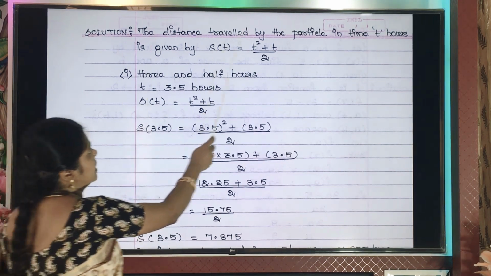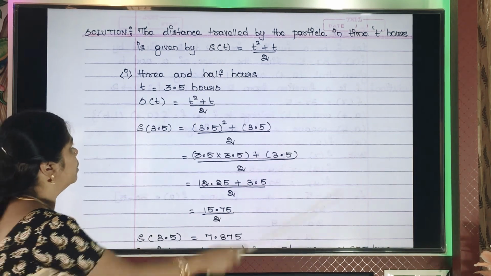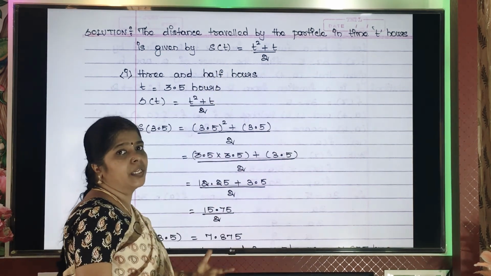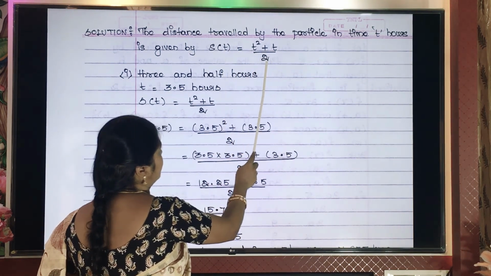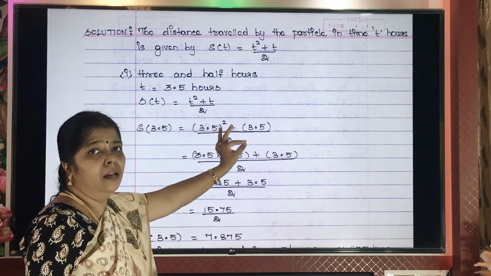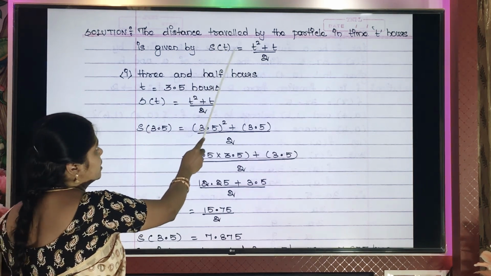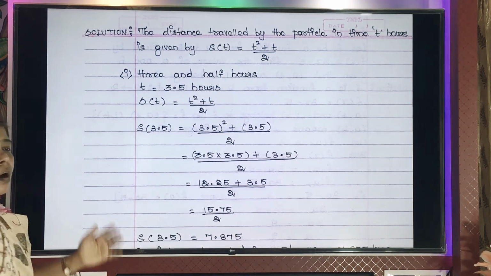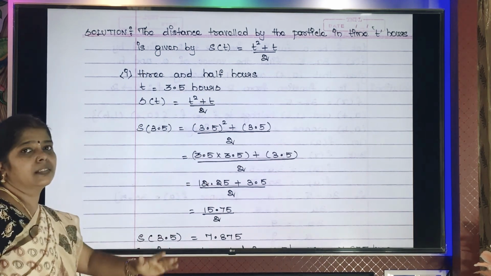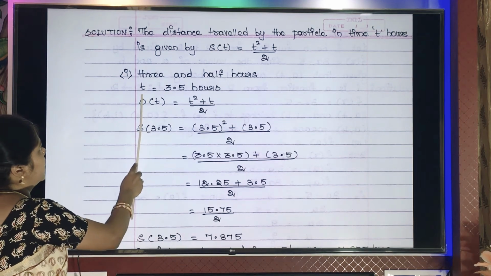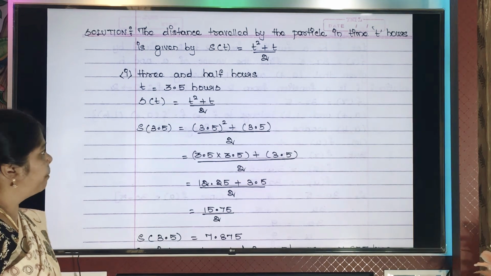Solution. The distance travelled by the particle in time t hours is given by s of t is equal to t square plus t by 2. So, for this particular particle, this is the distance travelled. Now, the first question is, after 3.5 hours, what is the distance travelled? Okay, so take t is equal to 3.5 hours.